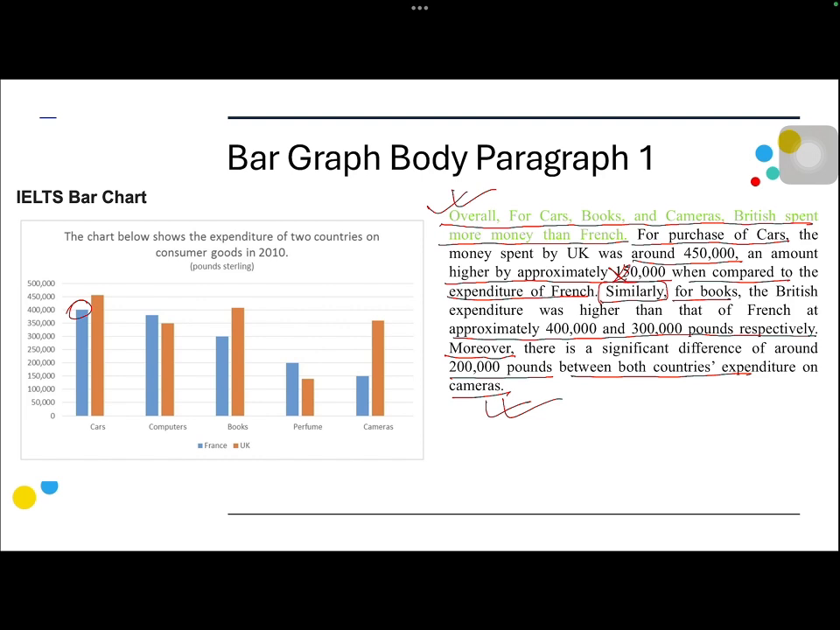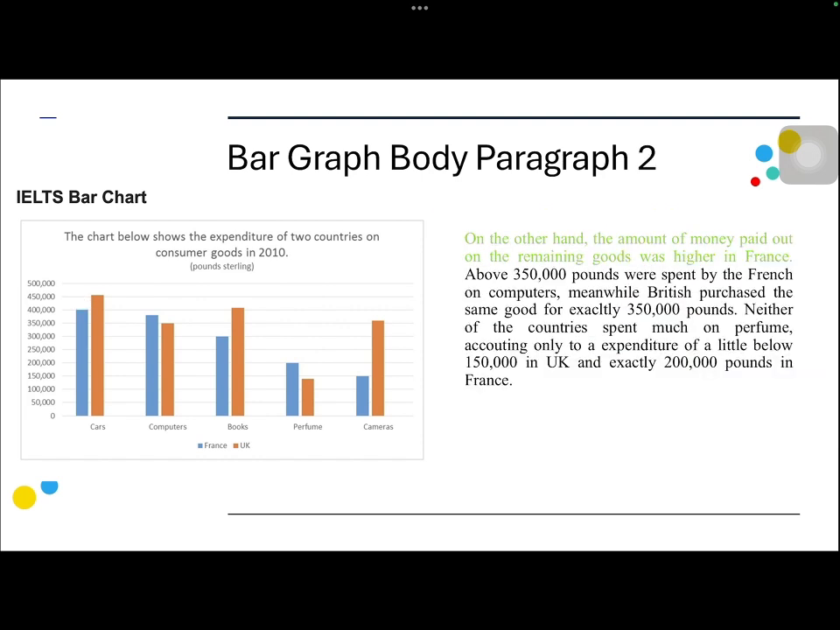So I've already grouped information, and now I'm providing data to justify whatever main opinions that I had presented in the overview section. Let us move down to body paragraph 2. In this case as well, I have mentioned a topic statement, which is on the other hand, the amount of money paid out on the remaining goods was higher in France.